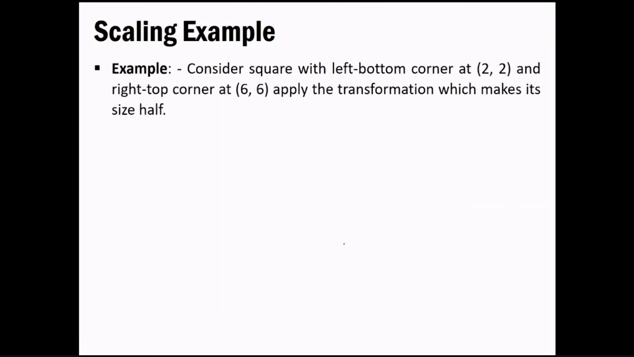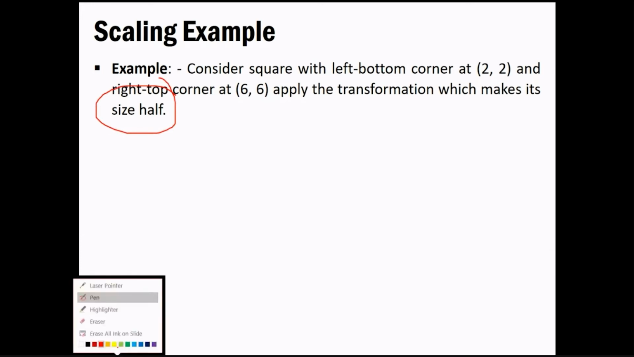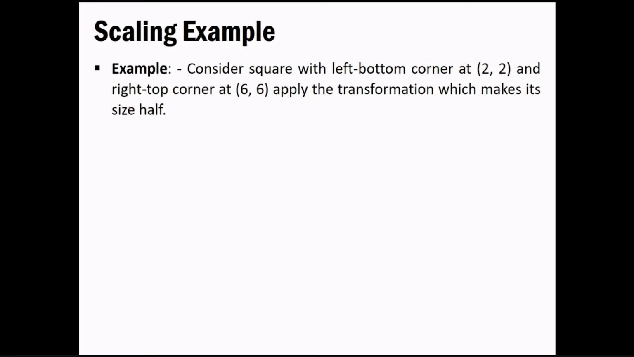Now here we have an example, try to read it carefully. Consider a square with left bottom corner at (2, 2) and right top corner at (6, 6), and apply the transformation which makes its size half. Now we have one simple twist here, and you can expect this kind of thing. But obviously, you just need to scale it down.